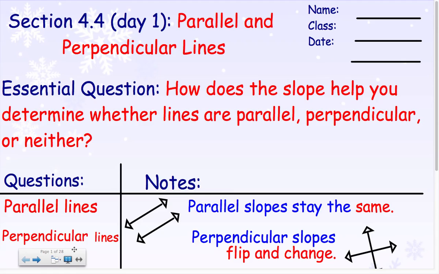Perpendicular lines intersect at a 90-degree angle. The slopes of perpendicular lines are flipped and changed. So the little saying we use with this lesson is: parallel slopes stay the same, perpendicular flip and change. The key to figuring out whether or not two lines are parallel or perpendicular is looking at their slopes.